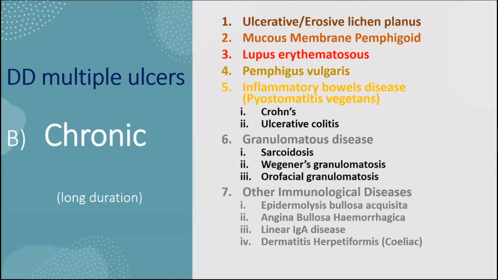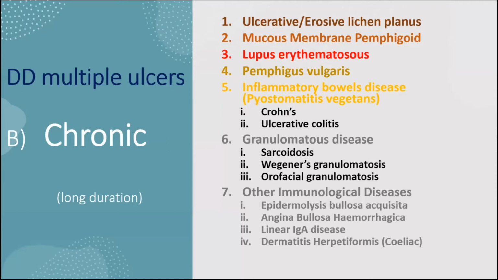Kings like oral lichen planus and mucous membrane pemphigoid, okay? So the ulcerative or erosive, whatever you want to call it, lichen planus type, the mucous membrane pemphigoid, followed by lupus erythematosus, then pemphigus vulgaris, inflammatory bowel disease like Crohn's disease and ulcerative colitis. When we see the ulcers in the mouth, especially in the USA, they call it pyostomatitis vegetans, okay?